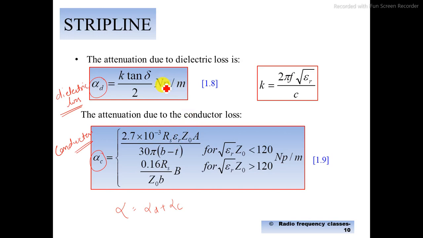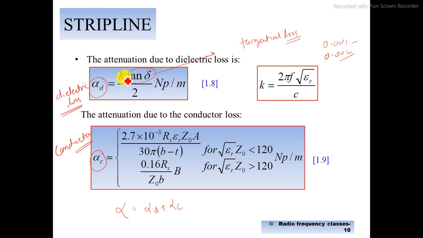It is defined in Nepers per meter, and then you can convert into dB per meter using the formula I will discuss in the next slide. Now, alpha d is defined as k tan delta by 2. For a particular design, the tangential loss will be defined for the particular material. It can be like 0.001 or 0.002. It will always be defined.